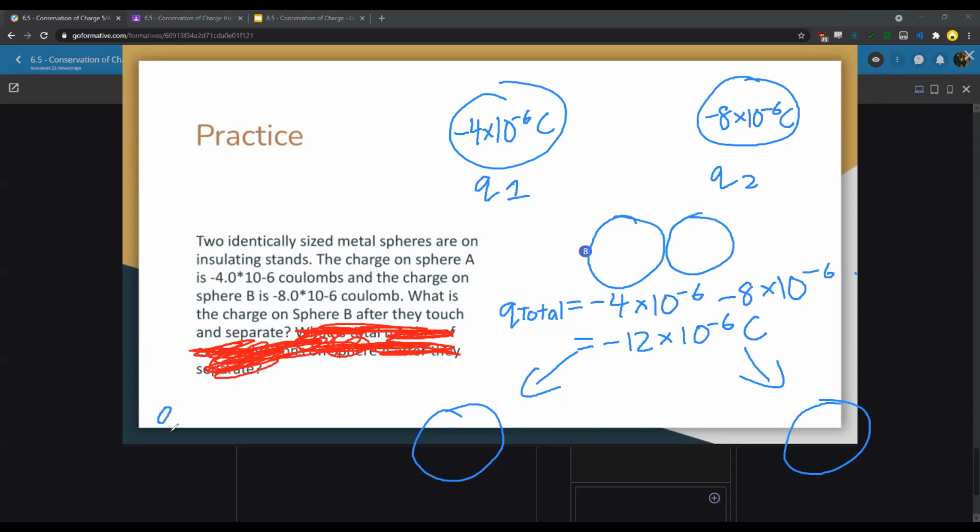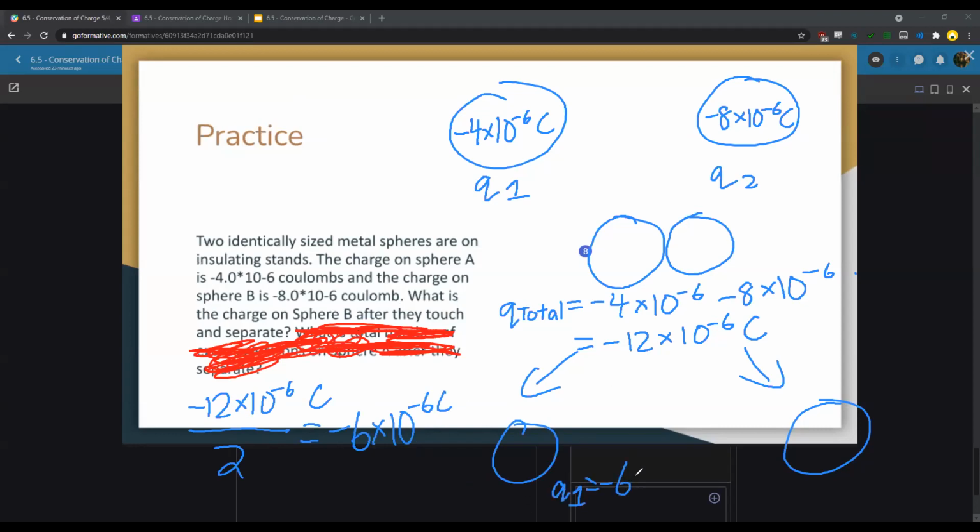So basically what you're doing here, guys, is you're dividing the total number, since the total charge combined is negative 12 times 10 to the negative 6 coulombs. If you were to split these two objects, you have to divide it by 2 because you're splitting them. So it becomes negative 6 times 10 to the negative 6 coulombs. So Q1 is negative 6 times 10 to the negative 6 coulombs. Q2 is negative 6 times 10 to the negative 6 coulombs.